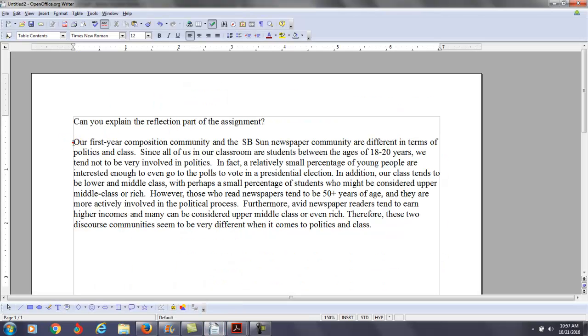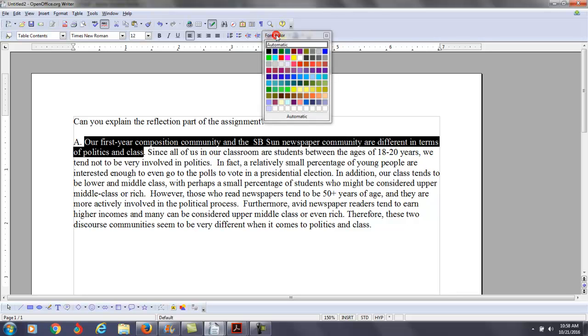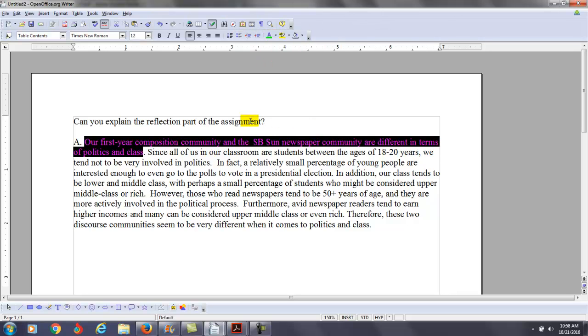If you take a look at A, this is what I'd like you to do: you simply put A and then you have a paragraph here. Notice the beginning, I have a topic sentence. It says, our first year composition community and the San Bernardino Sun newspaper community are different in terms of politics and race. That is my topic sentence. You should have topic sentences for each of these paragraphs that you are writing. And that helps the audience understand what you're trying to do there.